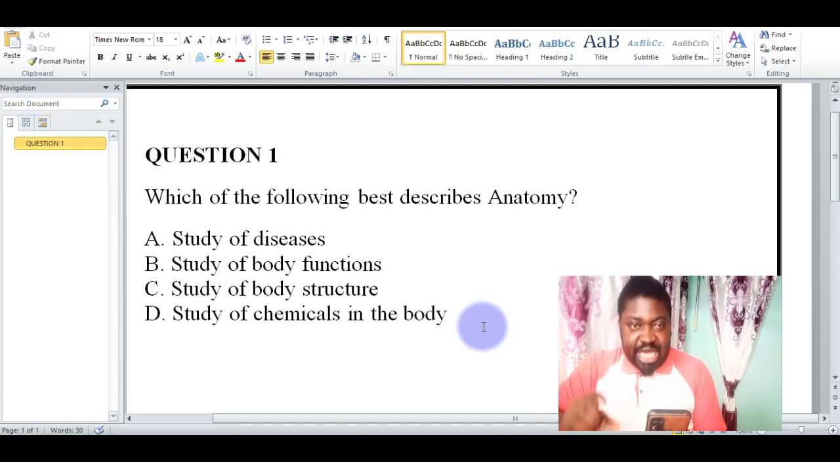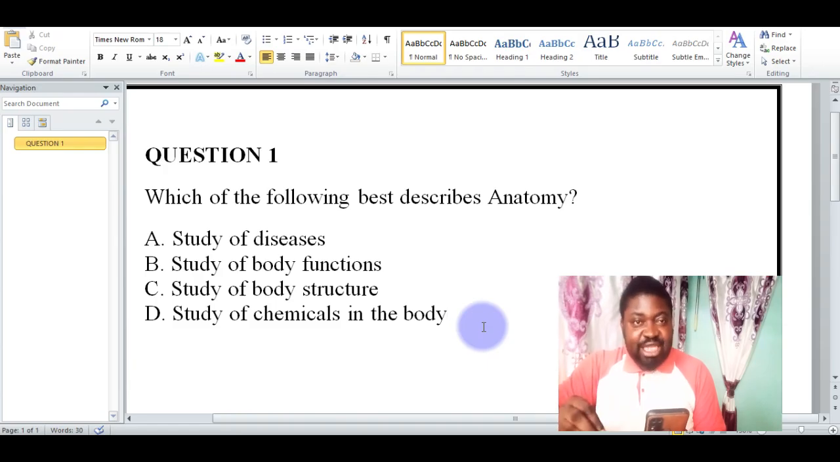Let's present the first question. Since we are dealing with anatomy, I believe this is going to be the first question that everyone could get right. Which of the following best describes anatomy? A, the study of diseases, B, the study of functions, C, the study of body structure, and D, the study of chemicals in the body.